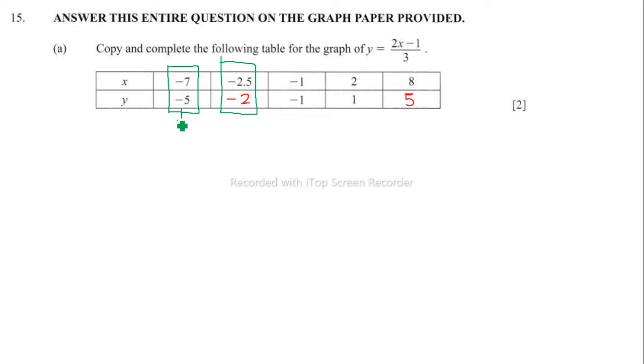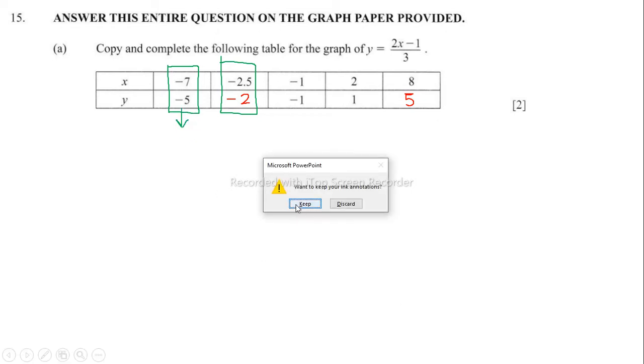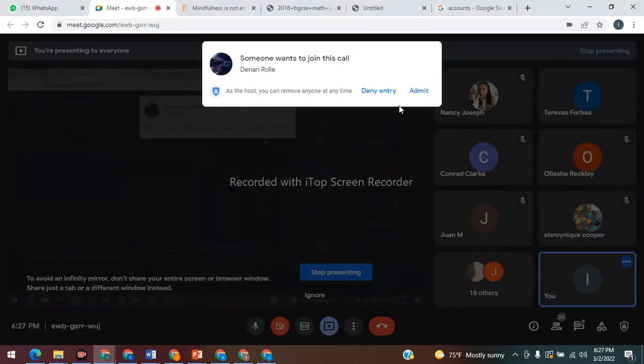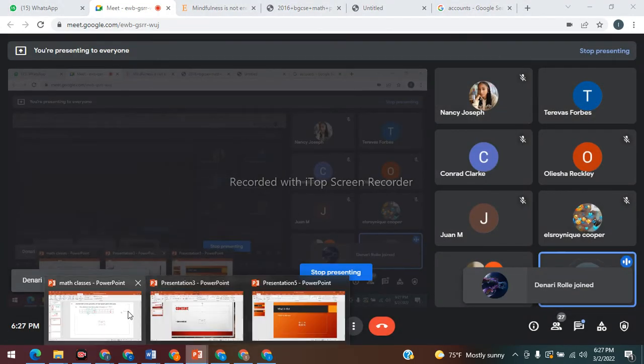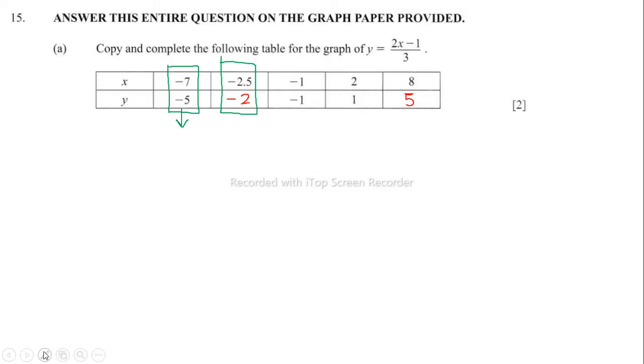So with this one, the associated point or the associated coordinates is going to be -7 and -5. So -7 and -5. And this one is going to be -2.5 and -2.